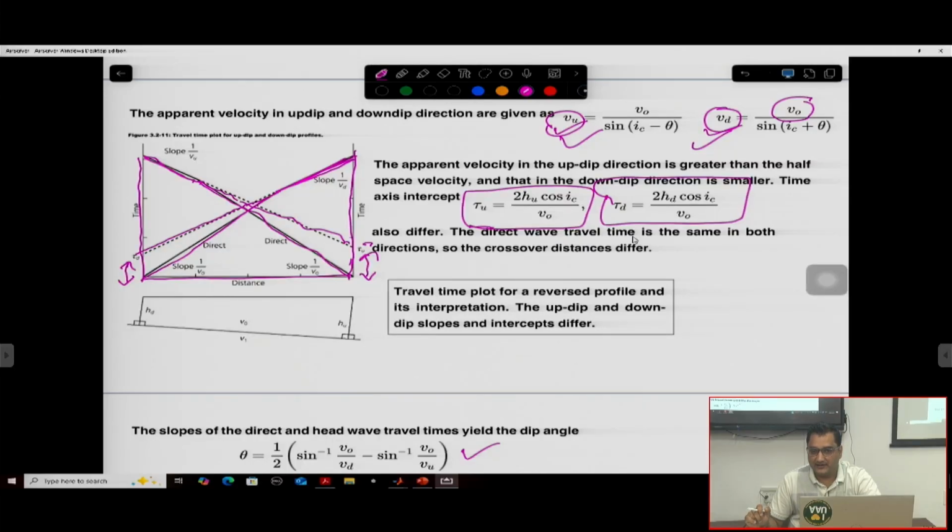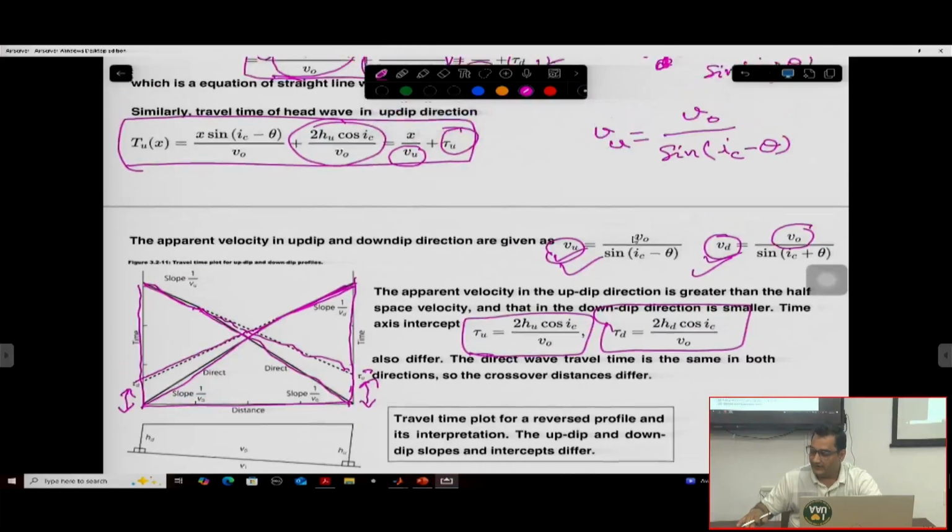Okay, you can also find out the direct wave velocity. And thereafter you can incorporate these formulas into the equations to find out HU. Also you can find out the perpendicular distance from the source to the interface, and the perpendicular distance from the receiver to the interface. That will be represented by HD. So all these things you can easily find out.